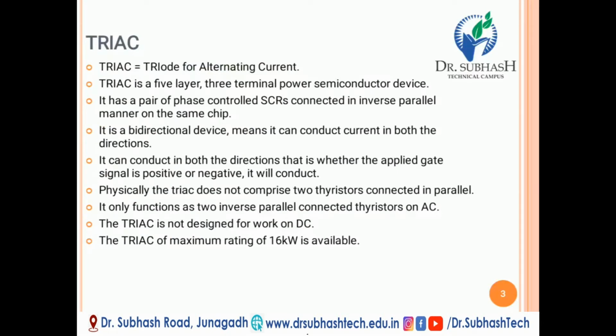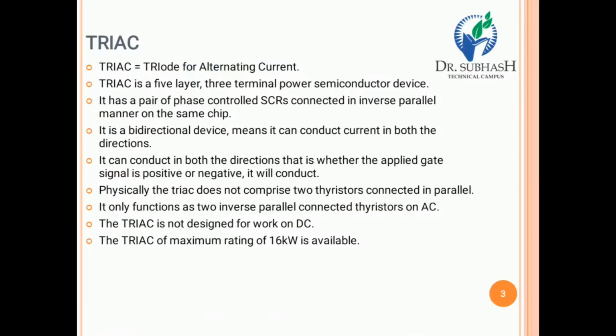Now first question is, what is triac? Triac is a combination of two words. One is the triode for alternating current. Again I repeat, dear my student, triode for alternating current. From triode we take the first three characters, tri, and for alternating current we are taking AC. So it is the combination of these words and we are getting the triac. The name of this device is triac.